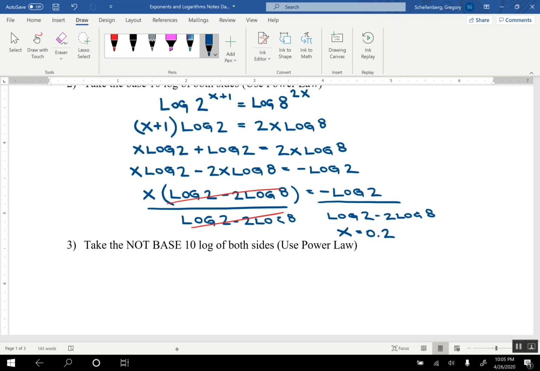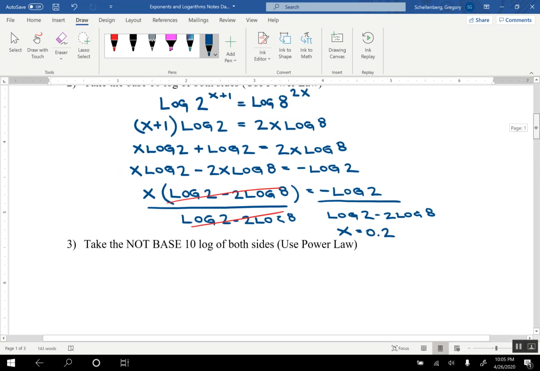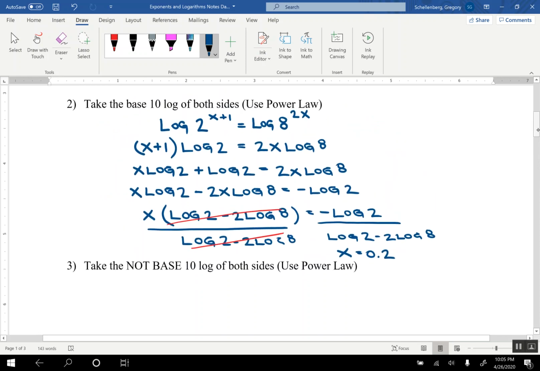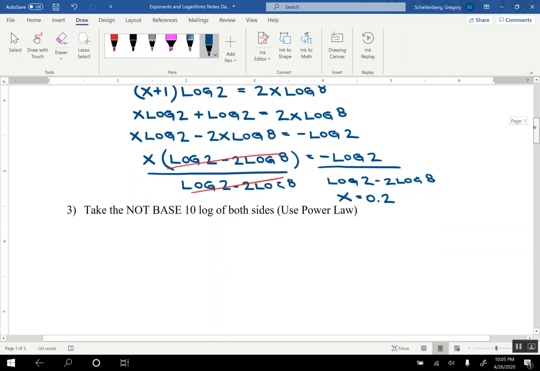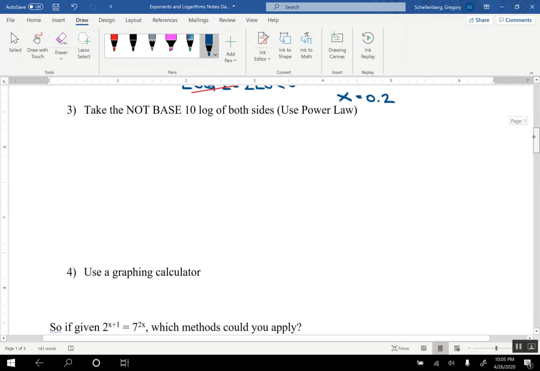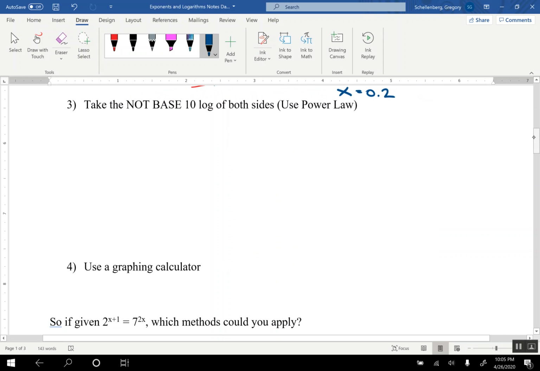Okay, here's a third approach. This is something else we can do. We took the log of both sides. Now you don't see the base there, so we can assume that we took the base 10 log of both sides. We could take the base anything of both sides of the equation, and it will be helpful here to take the base 2 logarithm, and we'll see why in just a second.